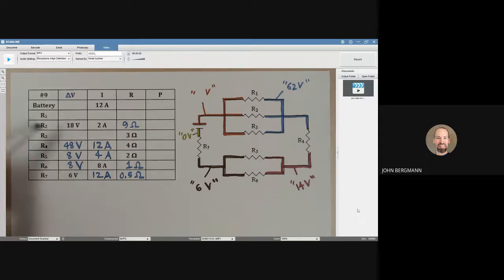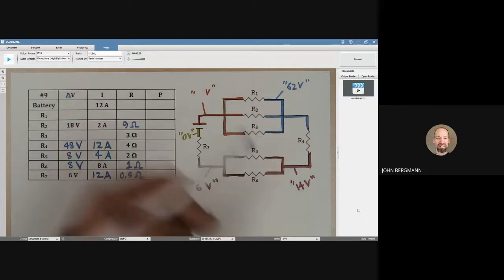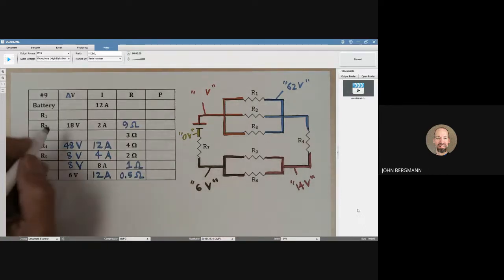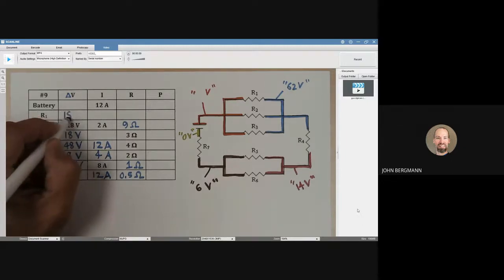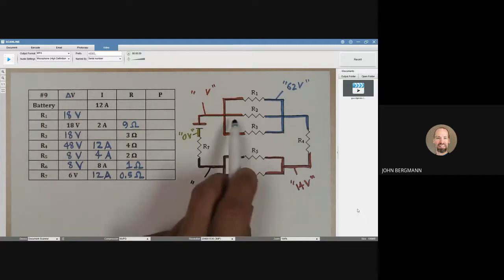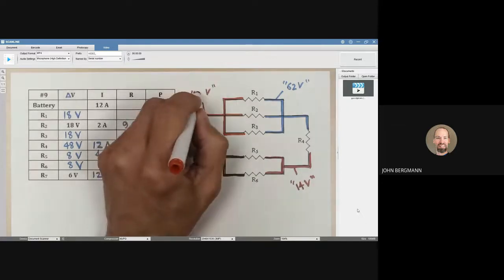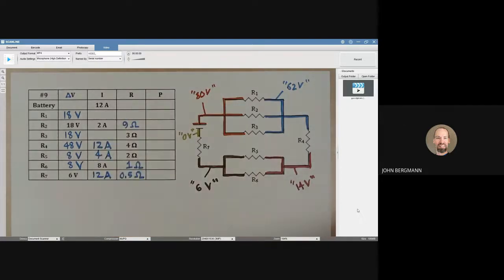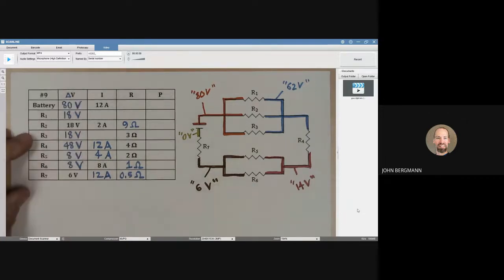All right, see how our table helps us? We're told that the voltage drop across resistor 2 is 18. Well, R1 and R3 have those same voltage drops. Across R3, the pressure has dropped by 18. Across R1, the pressure has dropped by 18. And if it has dropped by 18 and it's 62 at the end, then what was it at the beginning? 80. There's the voltage of our battery. This is an 80 volt battery for this circuit.